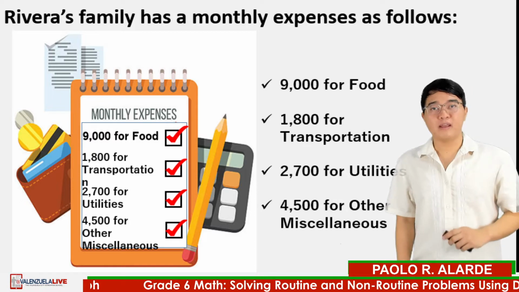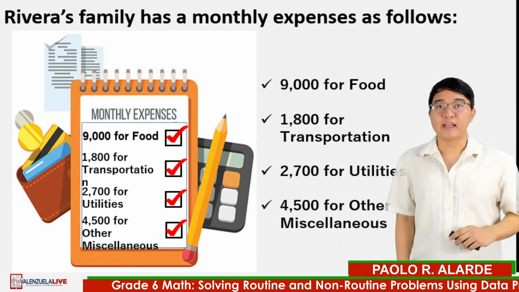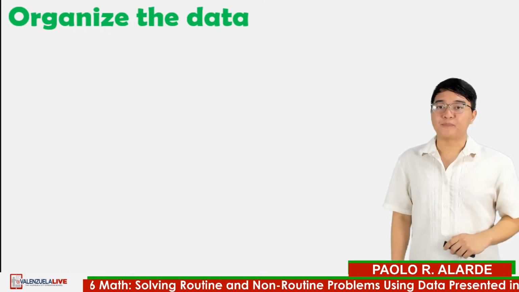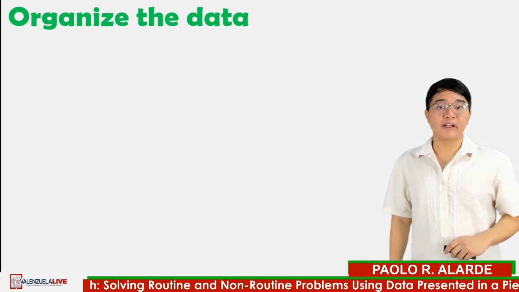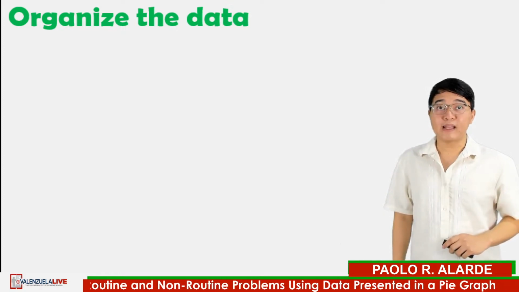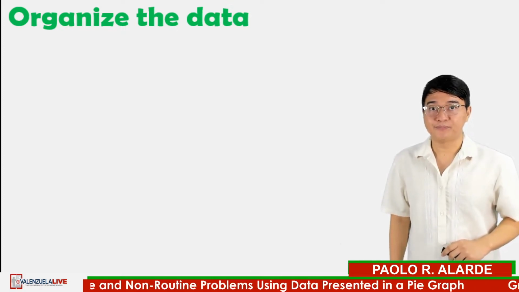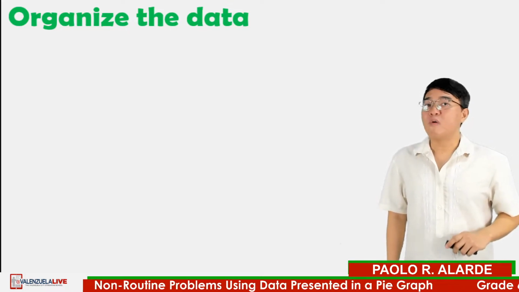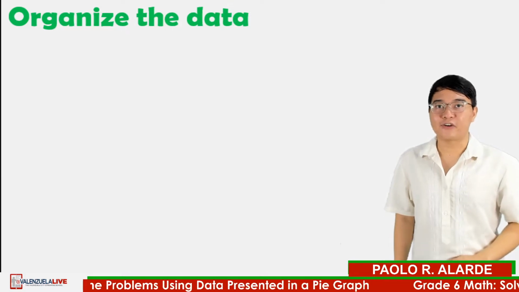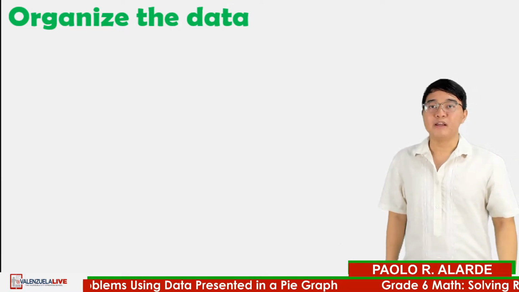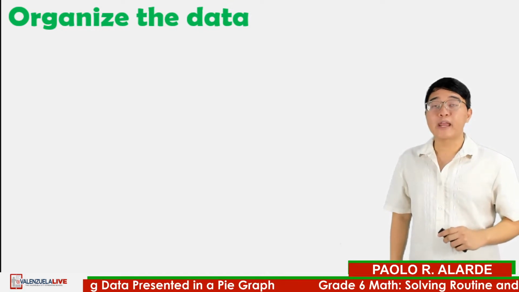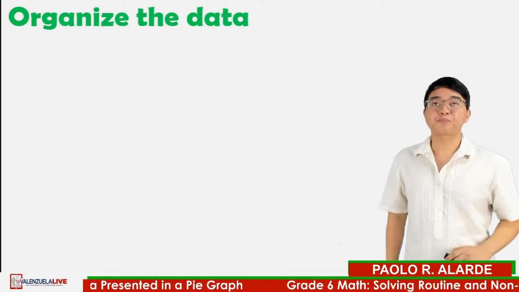The first thing that we have to do is to organize the data. So how are we going to organize the data? You can organize the data by creating a table. You need to know what important facts you would need to see in your graph. Okay. So Rivera's family would like to create a pie graph of their monthly expenses.